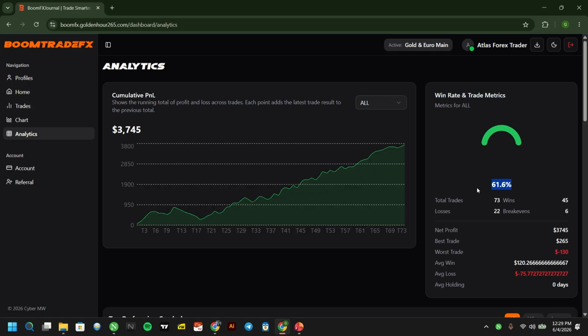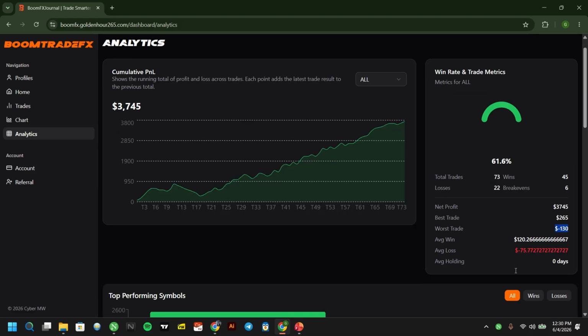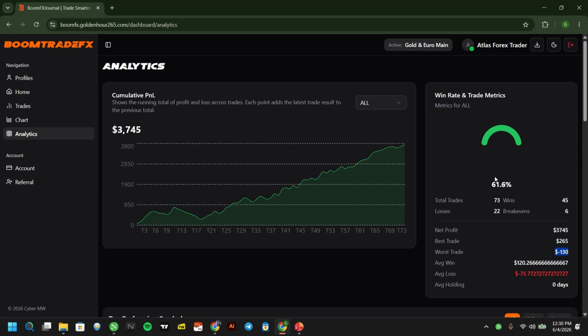We have the win rate, so we can see that we have a 61.6% win rate. Total trades of 73. We had 45 wins, 22 losses and 6 break evens. Furthermore, we also have details like our best trade, the most amount we made out of all these trades, which is $265. Our worst trade is the most amount of loss that we made. Average win, on average, $120 is our win. So that's about the sidebar.